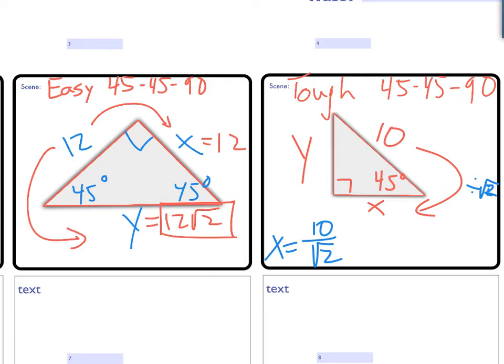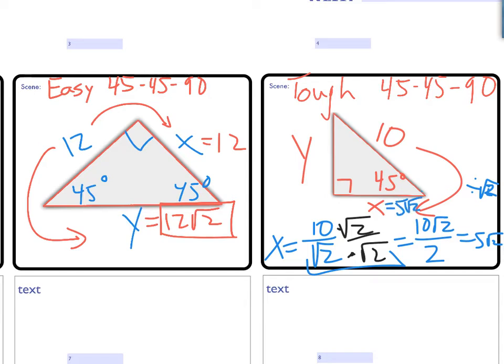We have to rationalize the denominator, so we multiply top and bottom by the square root of 2 over the square root of 2, because we're really just multiplying by 1. That is 10 square root of 2 all over square root of 2 times square root of 2, which is the square root of 4, which is 2. So this is 5 square root of 2. So x is 5 times the square root of 2. Well, the legs are the same, so this side has to be 5 times the square root of 2 also.